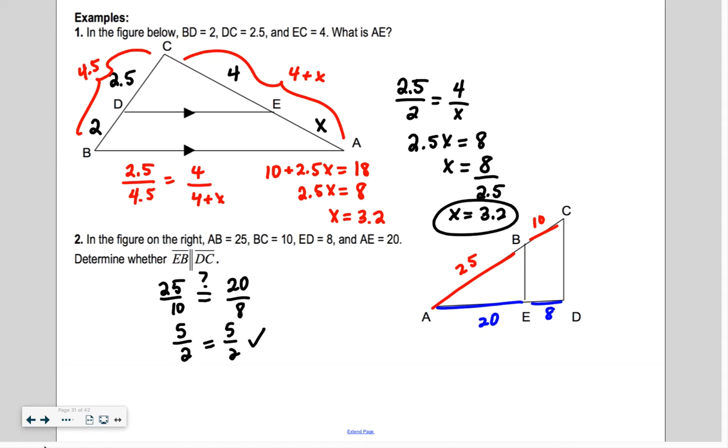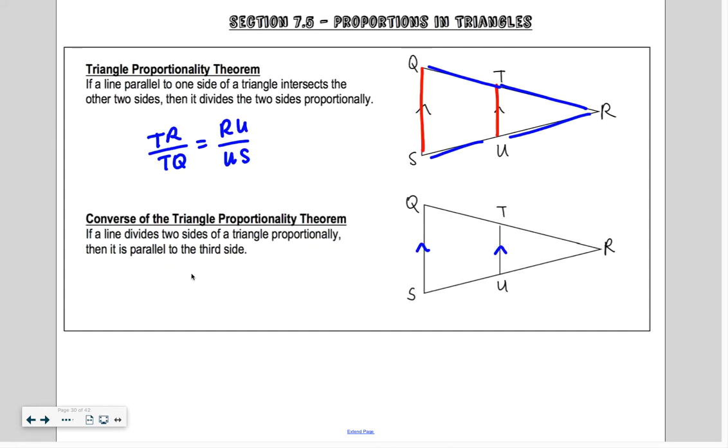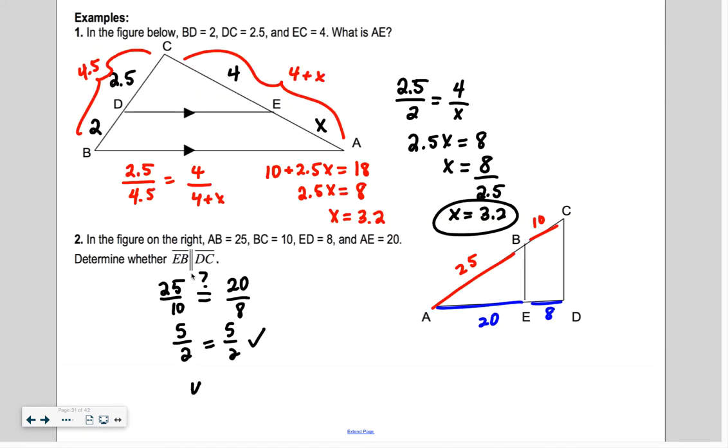So this uses the converse of the triangle proportionality theorem. So yes, by the converse of the triangle proportionality theorem. Okay. So I'm not going to worry too much on the test about using the converse or proving that lines are parallel. I'm really worried more about setting up the proportions to solve for an x or a y.